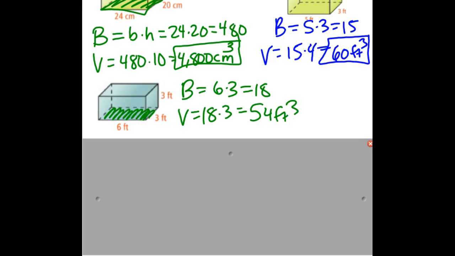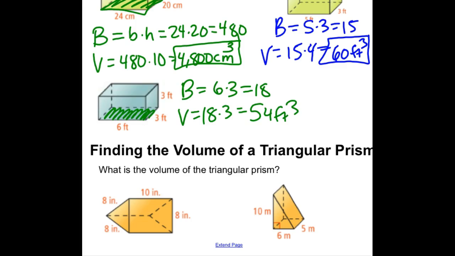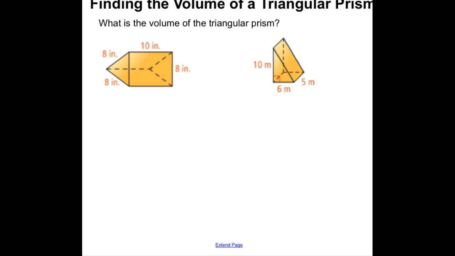All right, you can check your answer with mine. I got 54 feet cubed for the total volume, and the base is 18. 18 times the height 3 gets me that 54. So not everything is a square-based prism. We have triangular prisms too.